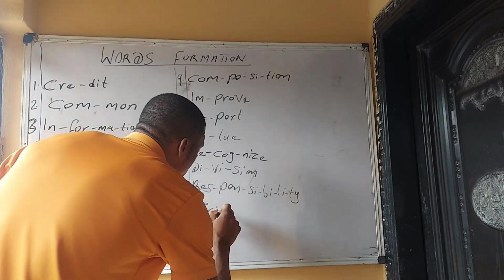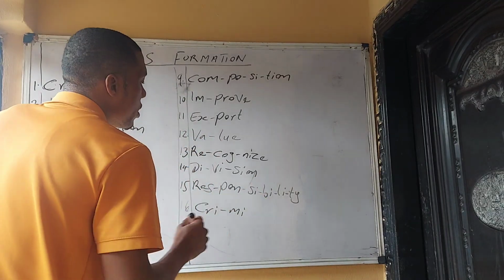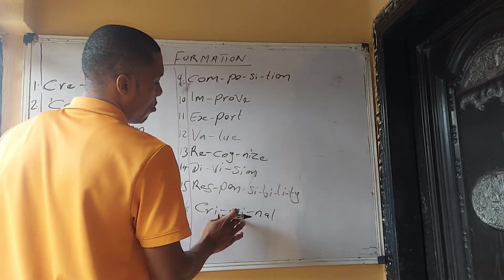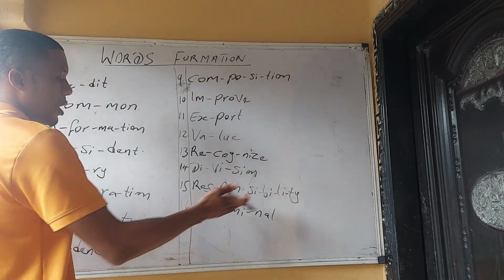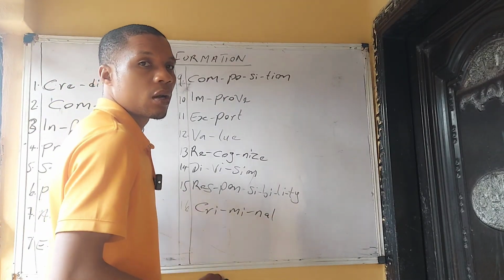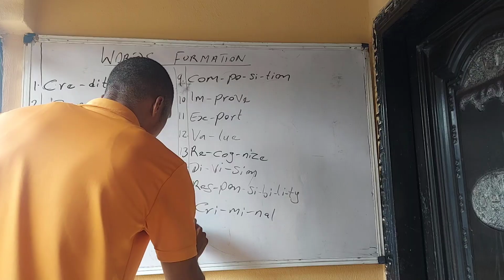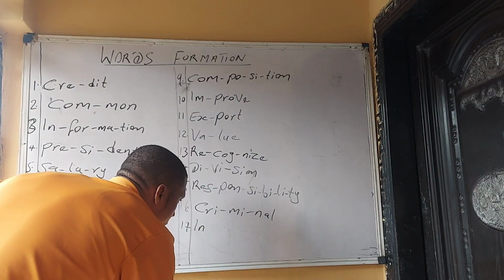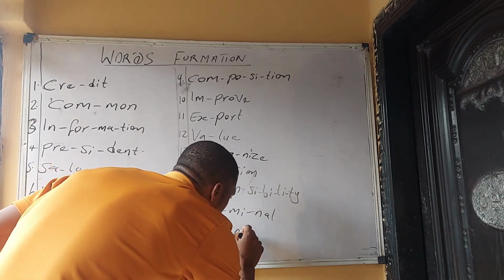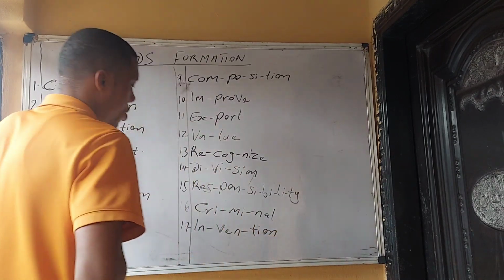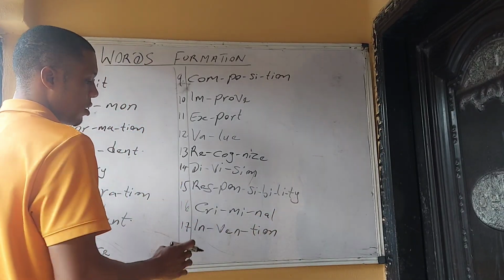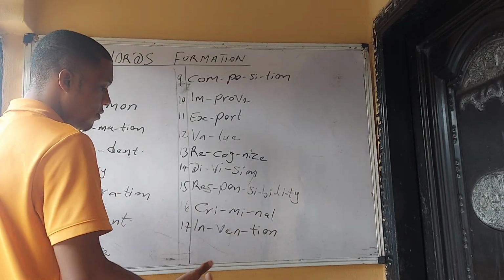Number 16. CRI is cri, MI is mi, and NAL is nal. Criminal. If you pronounce it together, it's going to be criminal. 17 is IN is in, VEN is ven, and TION is shun. If you pronounce it, invention.